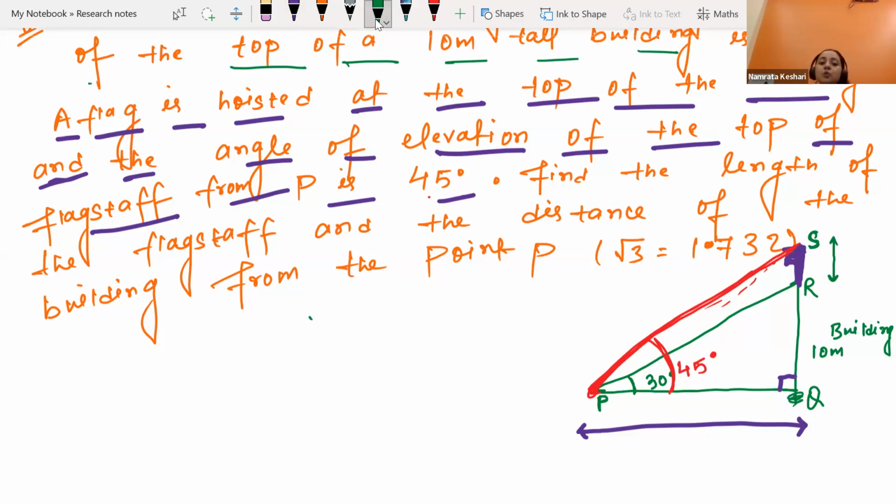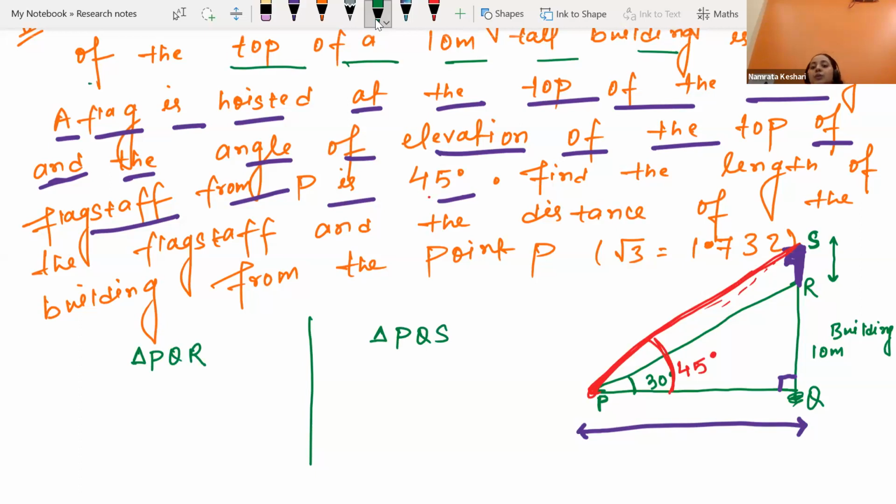Now can you see two different right angle triangles over here? What are the names, Alvina? Please tell me. PQR and PQS. Yes, PQR and PQS. These two right angle triangles we are having.